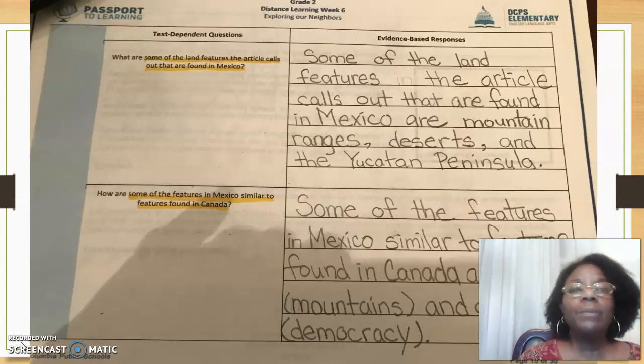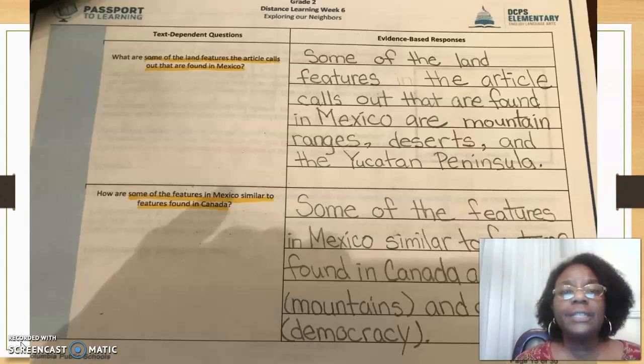So we will end here today, and for day 3, we're going to reread the text and do a little annotation.